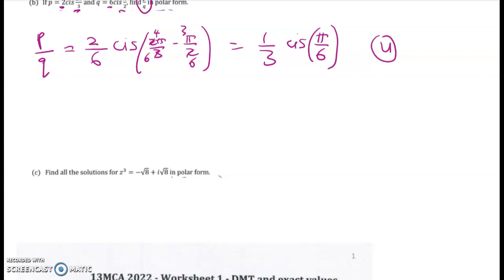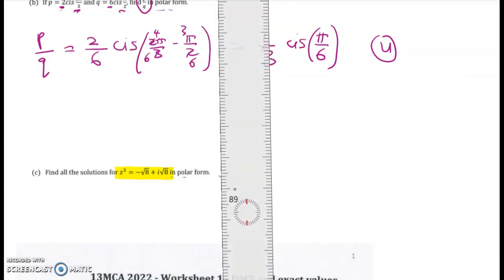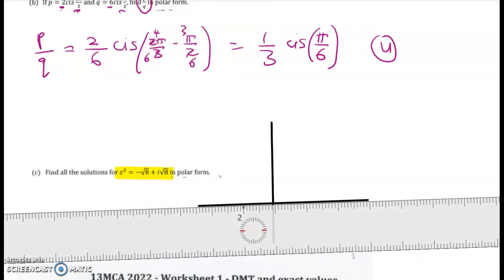So we're finding all the solutions for z cubed is equal to this thing here. One of the first mistakes that people made is that they didn't draw a diagram, and that meant that you got the wrong argument. So let's look at how the diagram is going to help, like every single time.